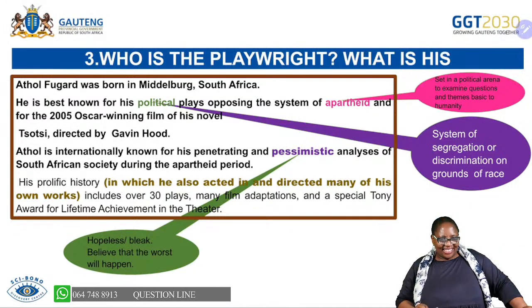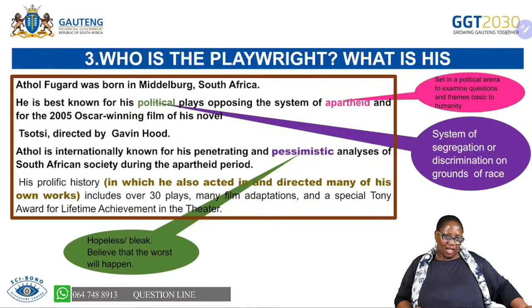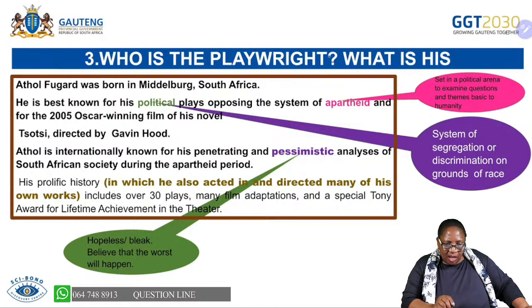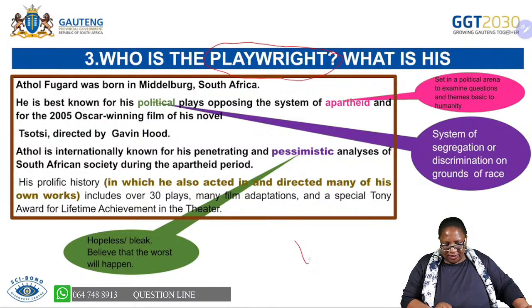Welcome back, learners. I'm sure you got all the answers correctly. Now let's look at the first question that I asked. Who is the playwright and what is his background? Playwright? Tom, did you get it right? A playwright is someone who writes drama. We call them a playwright.